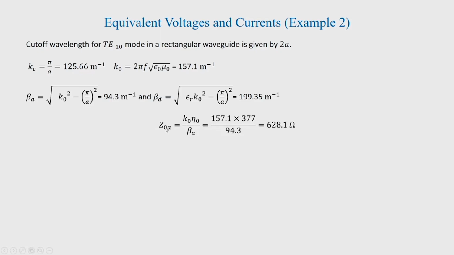Now, the wave impedance Z naught A for the TE10 mode in the air part of the waveguide can be found out to be k naught eta naught divided by beta a, where eta naught is the intrinsic impedance of free space. Once these values are substituted, with eta naught as 377 ohm, it comes out to be 628.1 ohm.